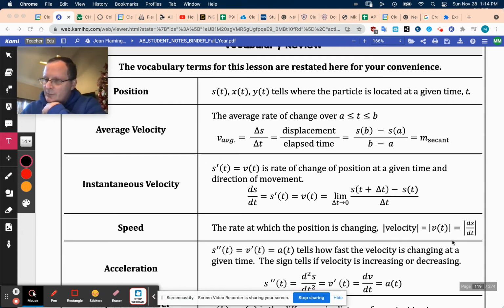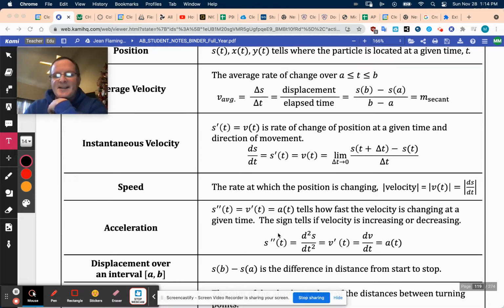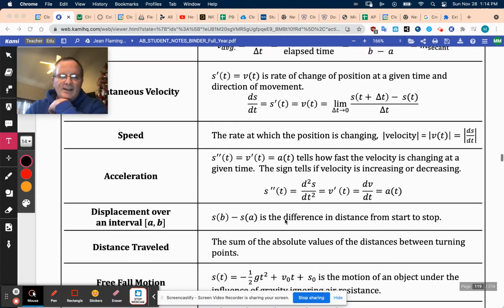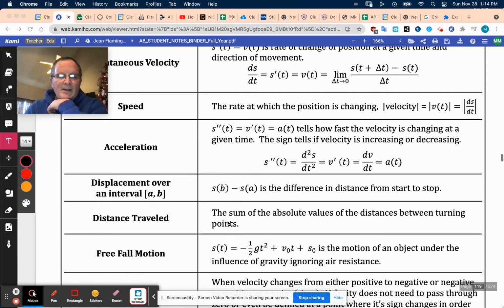Speed is the absolute value of velocity. Acceleration is the second derivative. Look at the notations there all the way across. Displacement is the difference between your two positions. Distance traveled would be the sum of the absolute values of the distances between turning points.